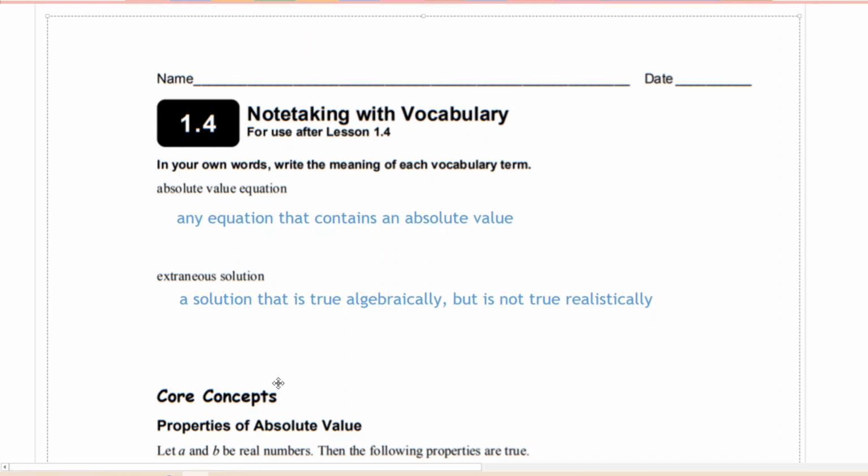So if we were talking about a perimeter, sometimes you'll get something that says, the perimeter is equal to a negative number. Well, we all know that because it's distance, this is kind of nonsense. A perimeter can't be equal to a negative number. So that's why we would call that an extraneous solution.